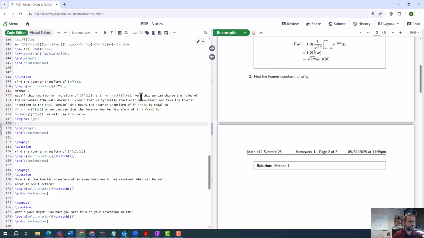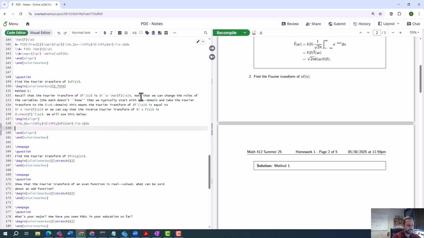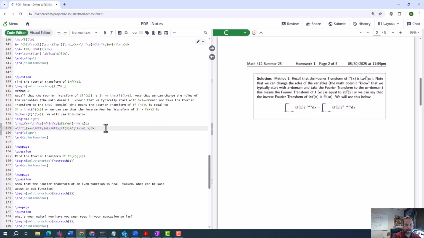So if I just compute the Fourier transform, this right here is just the integral for the Fourier transform of x f of x. So it's e to the minus i omega x dx. This is equal to, okay, I'm going to do something a little bit different here. I'm going to put this with the omega there.